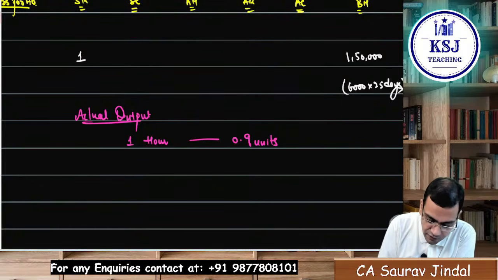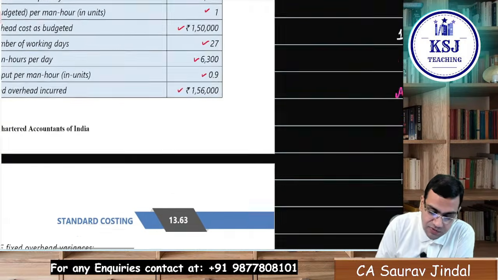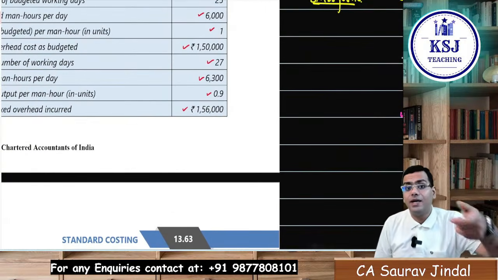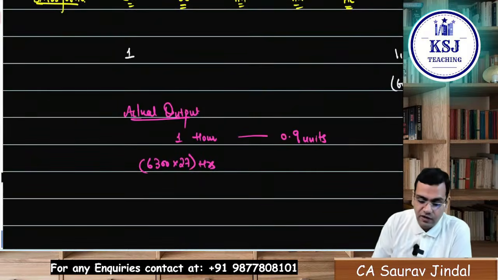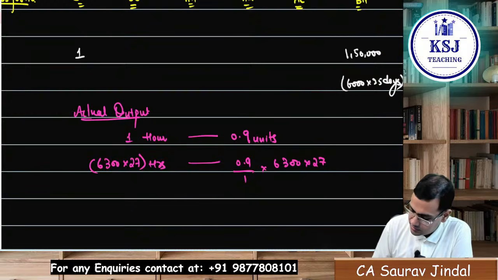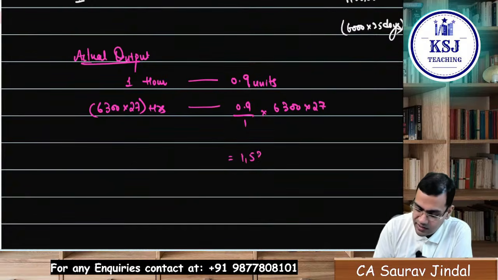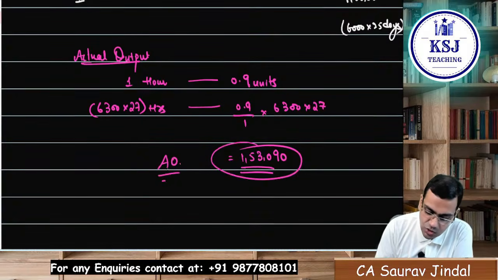So if you are working for 6,300 multiplied by 27 days hours, how many units will you actually manufacture? 6,300 is for one day and you are actually working for 27 days. So if you are working for these many hours, how many units will you be able to manufacture? 6,300 multiplied by 0.9 is 5,670, multiplied by 27, that comes to 1,53,090. This is your actual output.